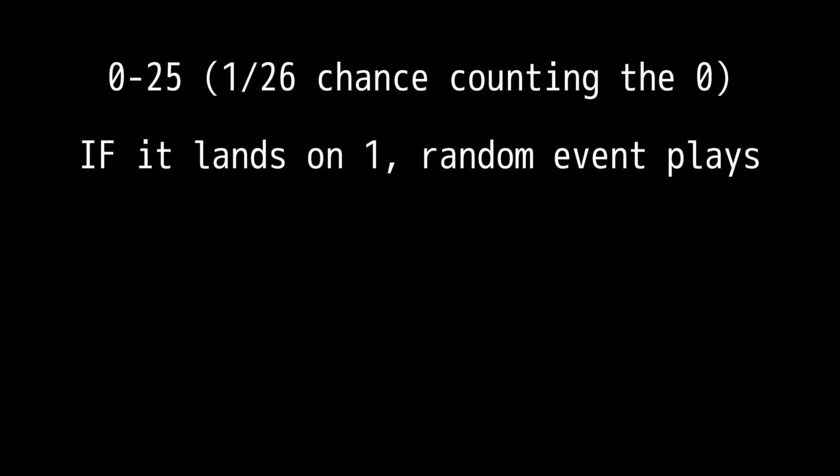So let's say you have a pool from 0 to 25. Let's say you land on 7, but you're looking for a number like 1. If it lands on 1, then it'll play a random event. Since it rolled on 7, it's gonna play nothing, because it didn't roll on the number, no random event. But let's say you did roll on 1. Then you gotta play your random events.